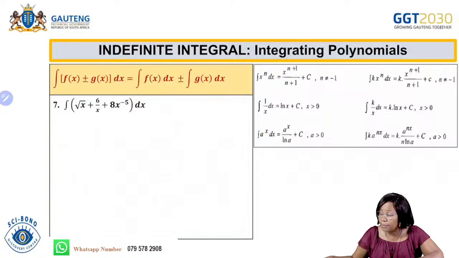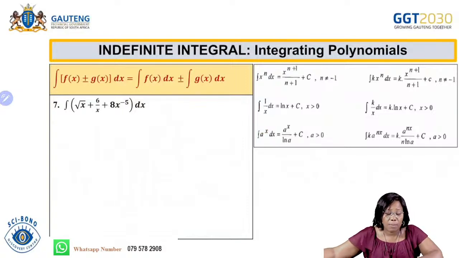The next activity, okay, grade 12, try this one on your own. Number 7, remember you always use your rules to relate the question to the rules, integrate individually. And then now this will make your life easier. I'm giving you 3 minutes to do number 7. Your 3 minutes starts now.